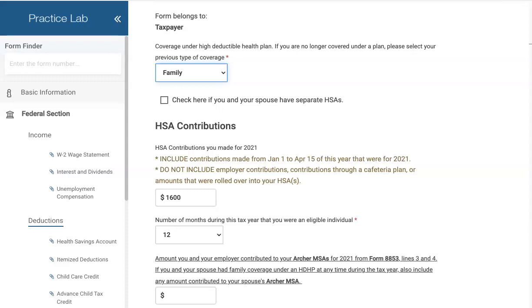And notice you don't have to take out any contributions by the end of the year. They can accumulate. Once you're on Medicare, you can't contribute any further, but you can still pull the money out and use it for qualifying expenses.